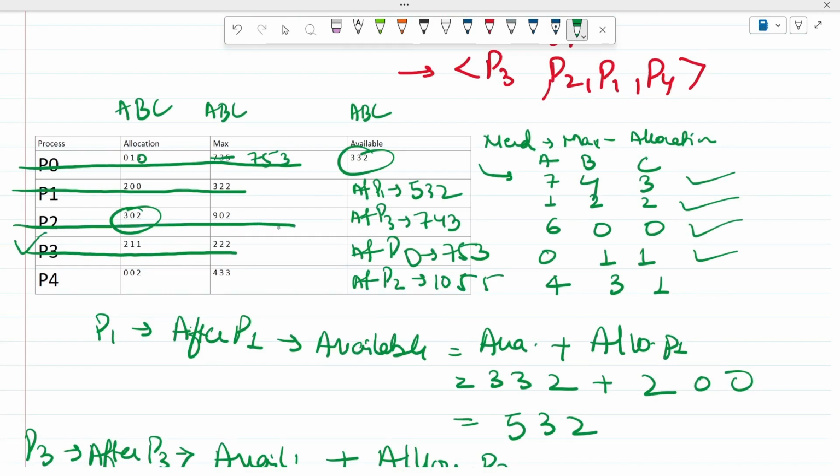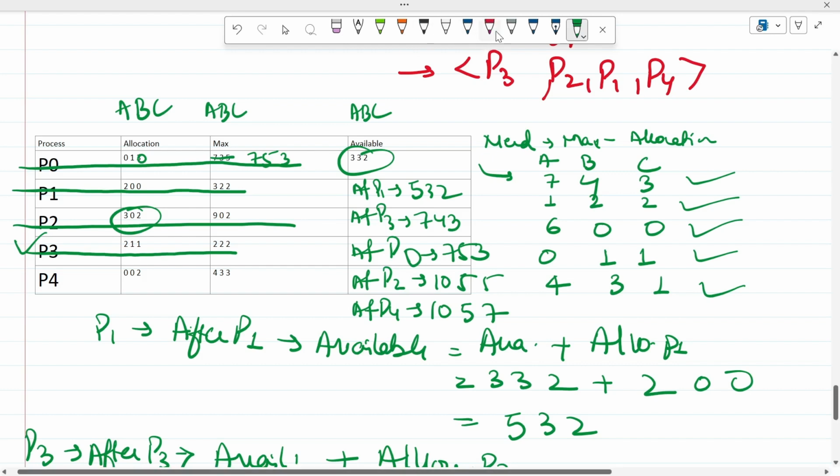Now you can satisfy P4 as well. It needed 431. You are able to provide that resource. Now after P4, what is the value? 1055 currently available plus the allocation of P4, which is 002. If you add it, you will get 10, 5, 7. So this is our currently available resource after completion of all these. This is how you can write the sequence as well.